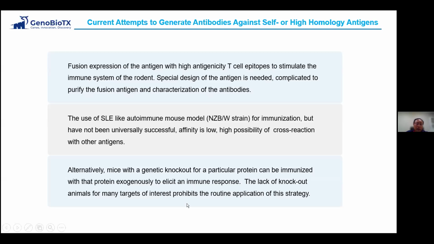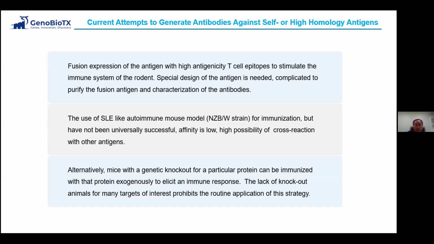The second way to get antibodies against self or highly homologous antigens is to use SLE-like autoimmune mouse models, for example the NZBW strain. But this method has not been universally successful, since the antibodies developed from those mouse models have low affinity, and there is a very high possibility that the antibody has some cross reaction with other antigens. So you have to be very careful to characterize the cross reaction of the antibody with your target and also other antigens.